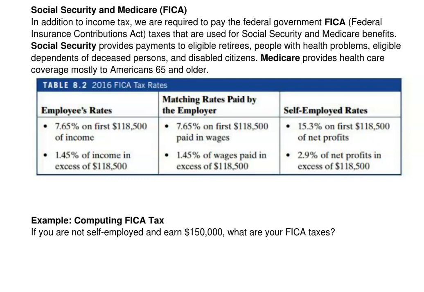And these will be itemized in your paycheck. It'll say, here's how much went to Social Security, here's how much went to Medicare. Social Security provides payments to eligible retirees, people with health problems, eligible dependents of deceased persons, and disabled citizens. Medicare provides health care coverage mostly to Americans 65 and older.